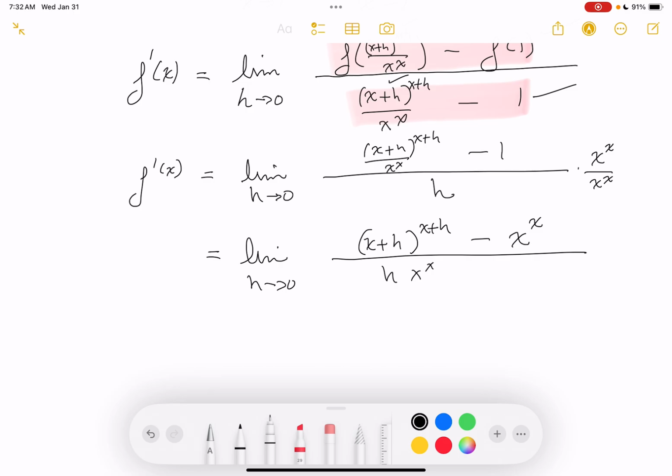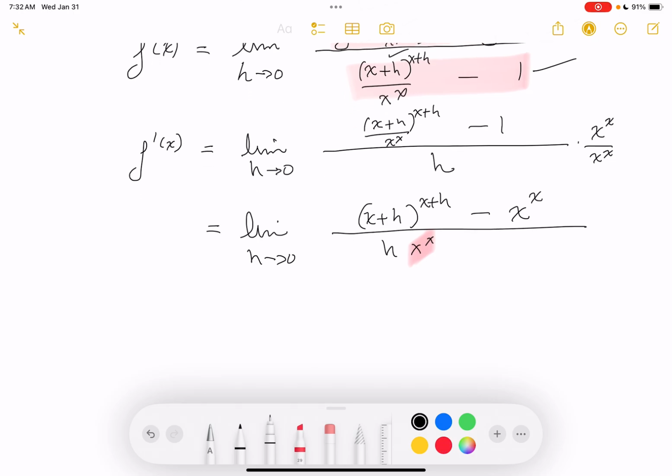All right, I'm going to keep looking at that. Well, one thing I noticed about this over here, I could pull this out. I'm going to do that now. And that's going to be 1 over x to the x times the limit as h goes to 0. Looks like a tough limit, doesn't it?